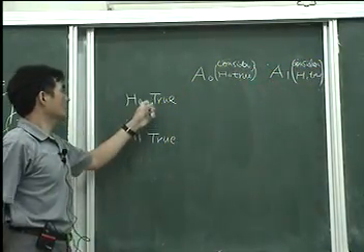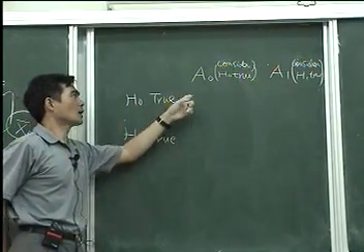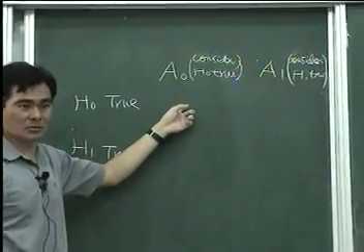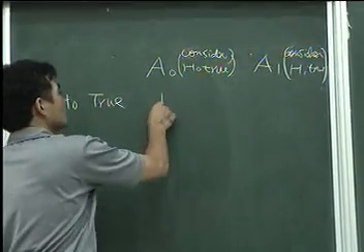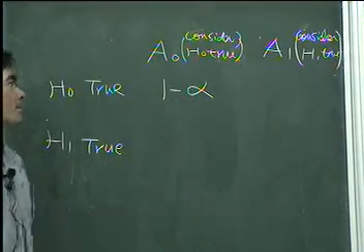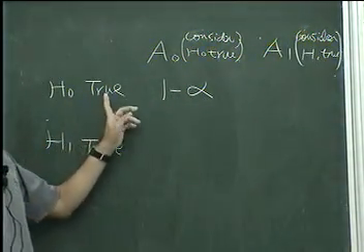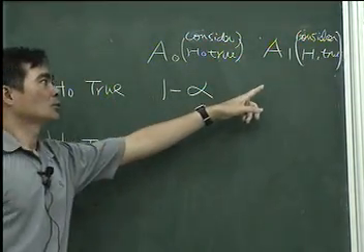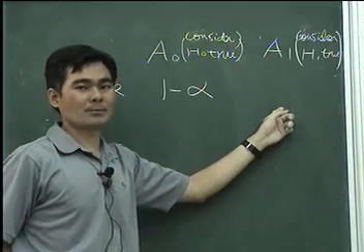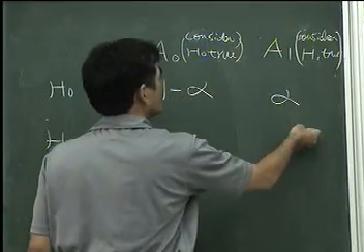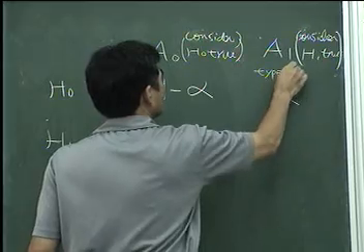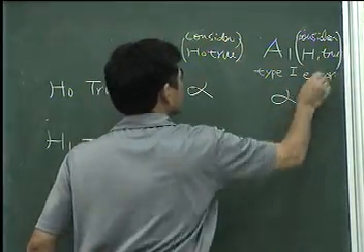So if H naught is true and you think H naught is true, this is a correct decision. And what's the probability that you're going to make this correct decision? 1 minus alpha. If H naught is true, but you think H1 is true, this is wrong, right? And what's the probability you make this mistake? Alpha, and that is what we call type 1 error.